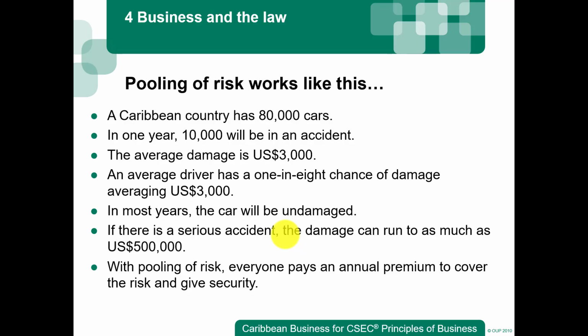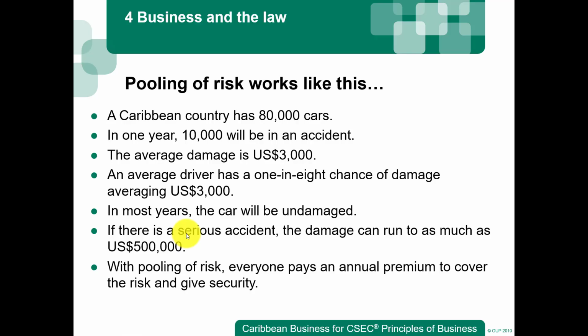All right. Now the problem would arise if everybody had a problem at the same time, which is highly unlikely, unless a hurricane passed through and everybody filed for flood damage or water damage at the same time. That's problematic because you have seen insurance companies buckle because of that. But on average, as he said here, only 1 in 8 drivers have a chance of averaging damage of 3,000. And in a serious accident, then the possibility is lower for one.